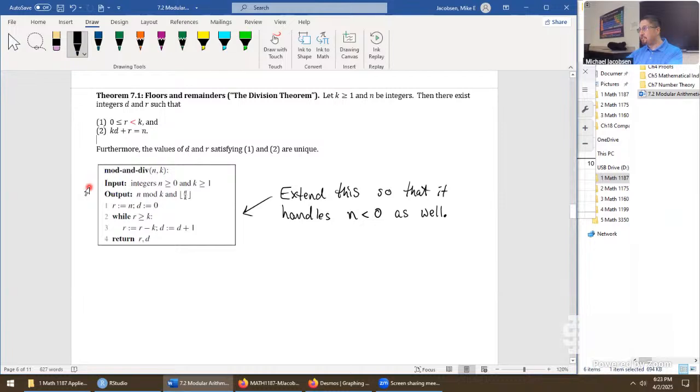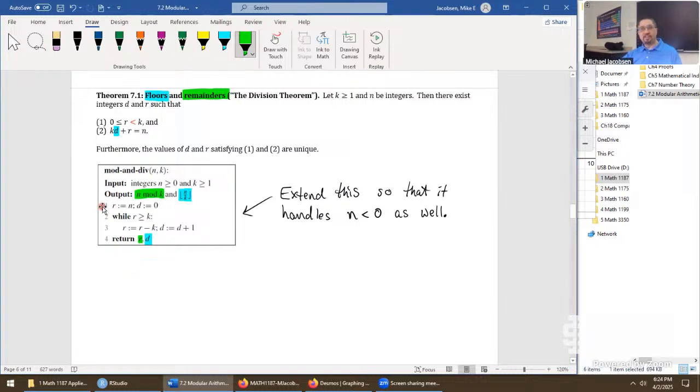First, let's take a look into what it's even doing in the first place. So it says, take a non-negative integer, k greater than or equal to 1. That matches up with the theorem. We're going to output n mod k and the floor of n over k. That makes sense because this is floors and remainders. The floor that we're returning is d, and remainders enter the picture right here, n mod k, and the fact it's going to return r itself down below.